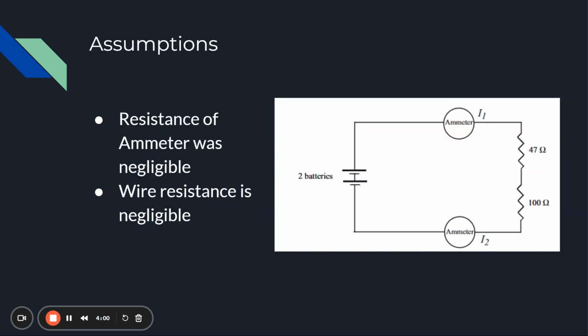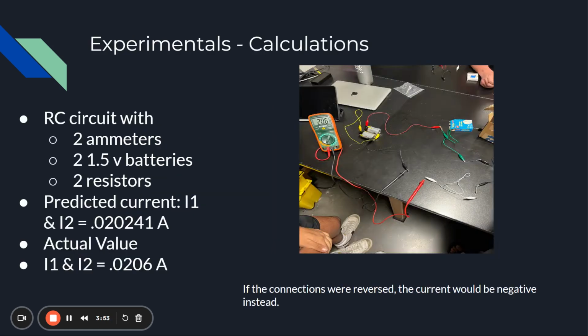So the assumptions we are going to make are that the resistance of the ammeter was negligible, and so was the resistance of the wire. So we don't have to worry about those, and we can make our calculations easier.